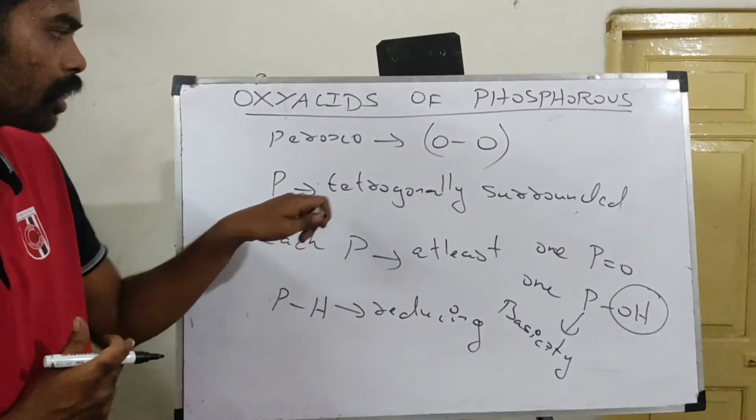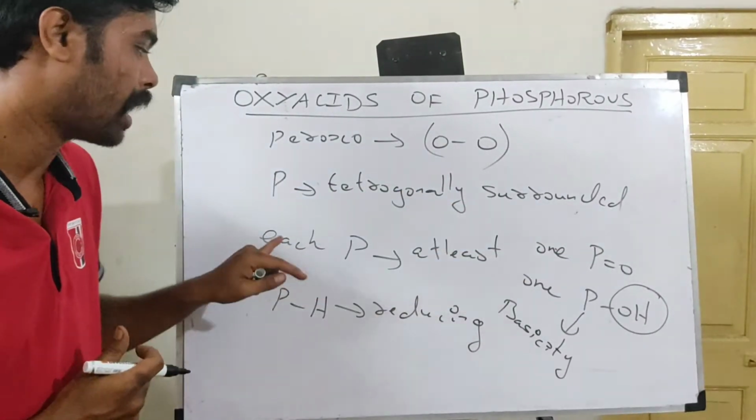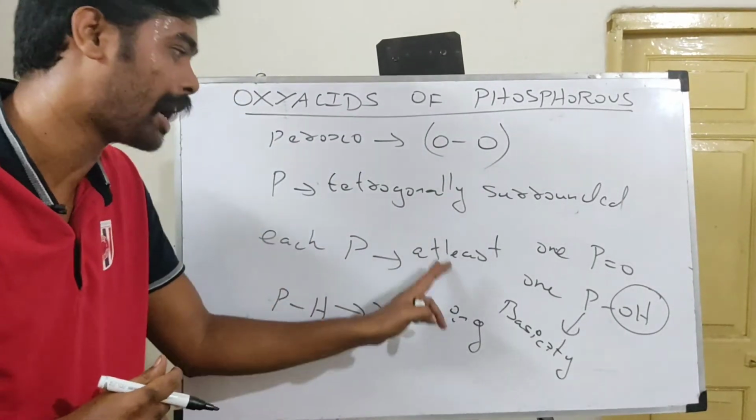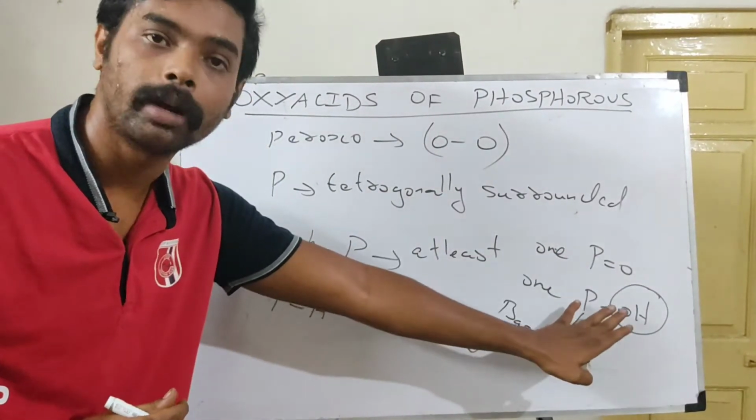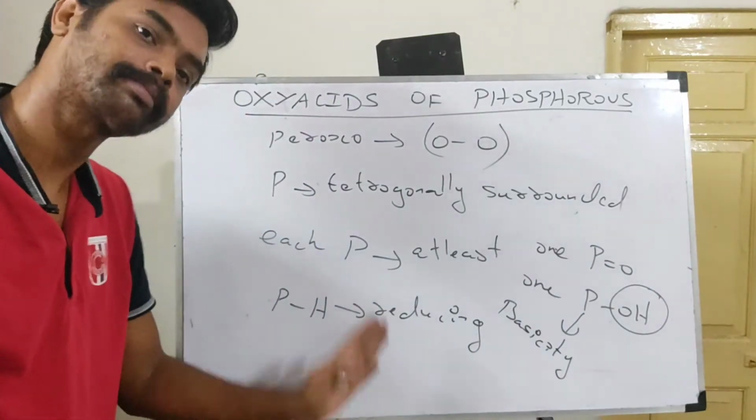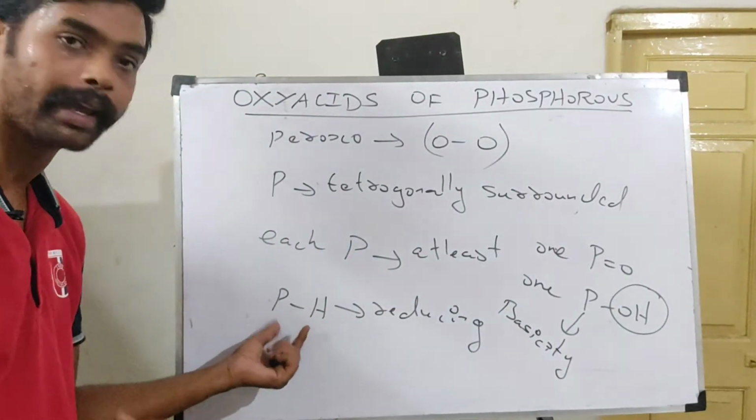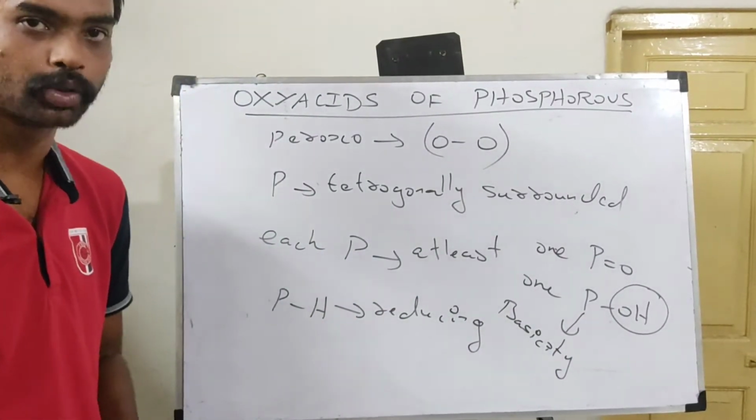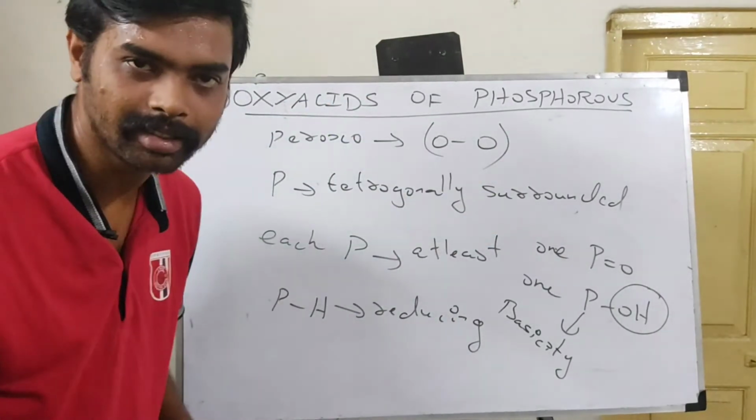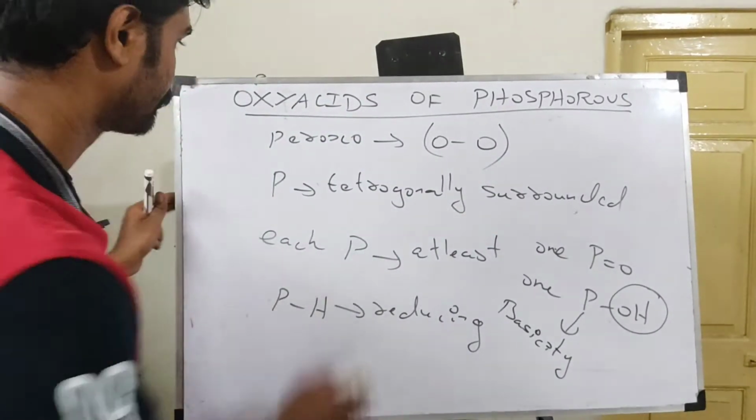And each phosphorus atom is going to be tetrahedrally surrounded, and each phosphorus atom at least will have one P=O double bond and one P-OH bond in the molecule for sure. Other than that, the extra bond which I can have is P-H or P-O-P or P-P, so on and so forth. Now we'll directly go to the series of the oxy acids of phosphorus.